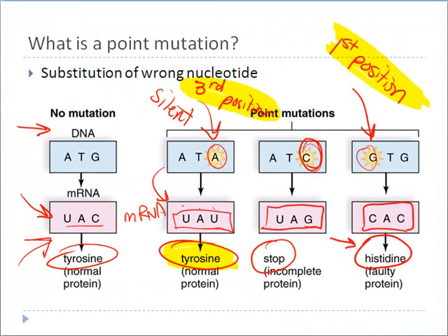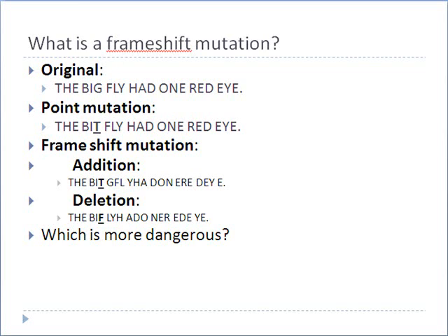Point mutations are one type of mutation. A more serious type of mutation is called a frame shift mutation. And in a frame shift mutation, I end up either adding or deleting one of the nucleotides from the DNA. So the end result of that is that it completely shifts how we read the triplet codes, and that means it completely messes up the polypeptide chain we produce.